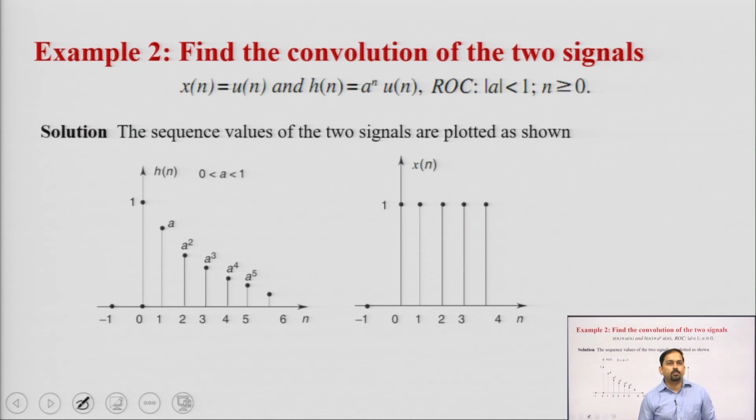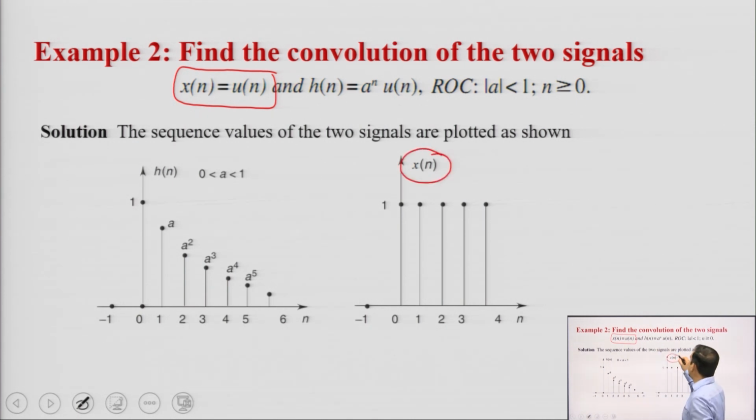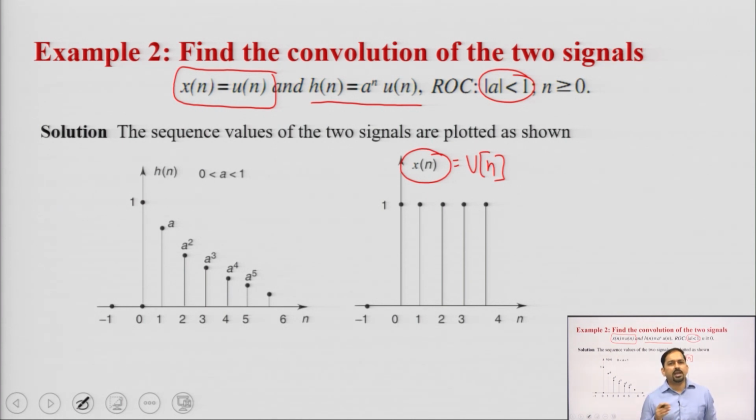Now, we have the next case. x[n] equals u[n], a unit step signal which exists from n equal to 0 to infinity. And h[n] equals a raised to power n times u[n], where it is given that a is less than 1. You can assume that a is 1 by 2. So, for (1/2)^n u[n], initially we have 1, after that a square, a cube and so on. This is h[n].